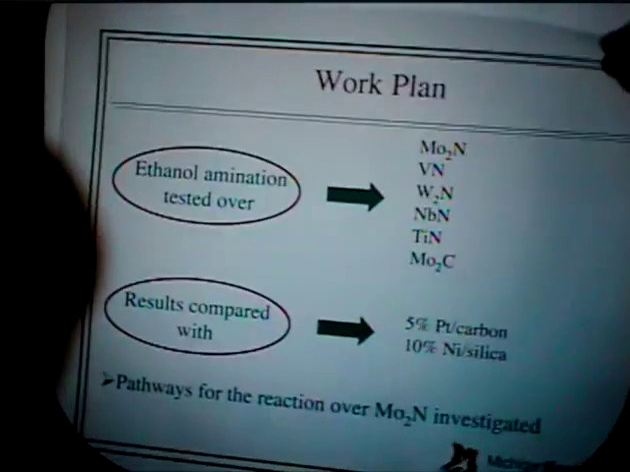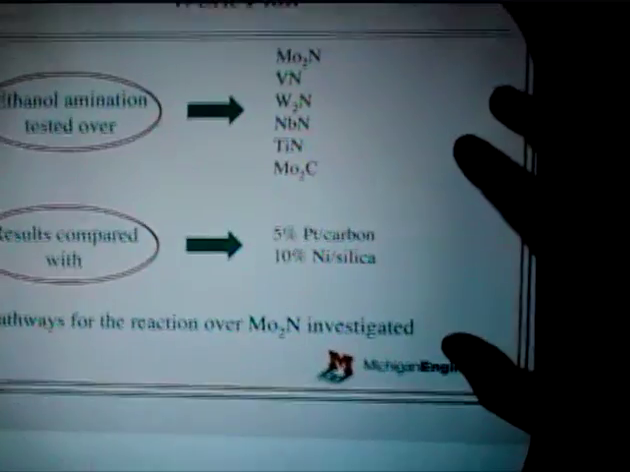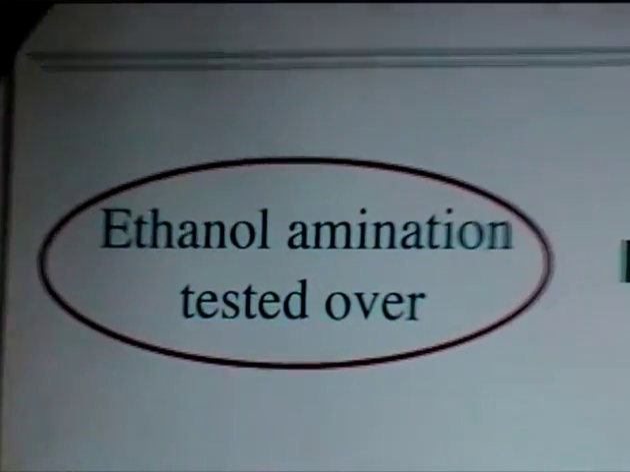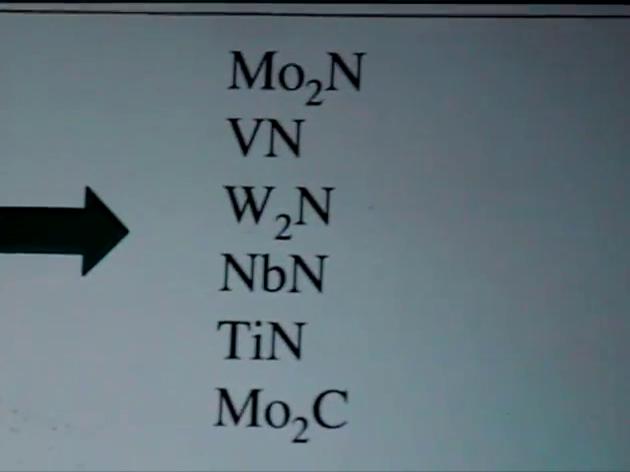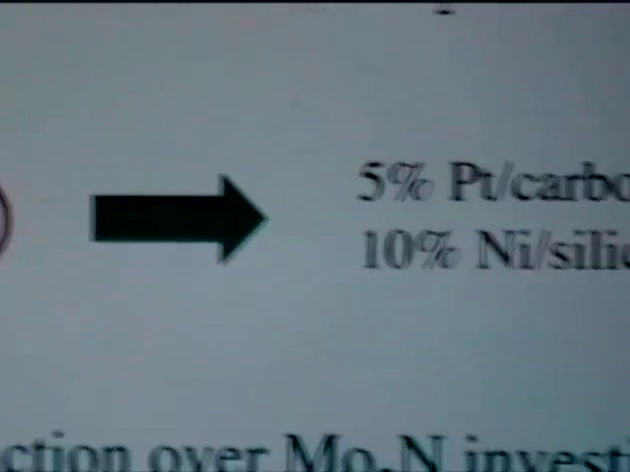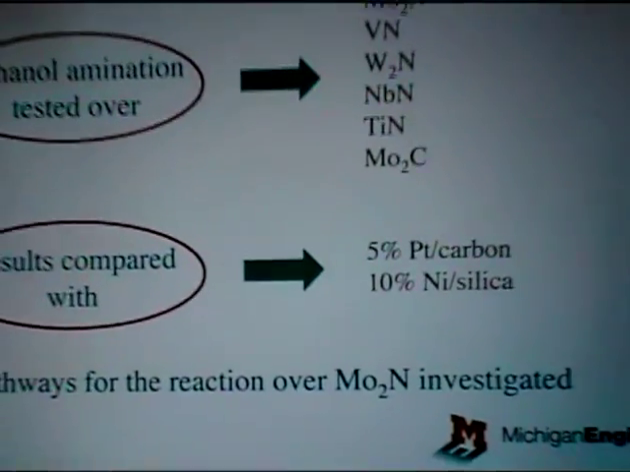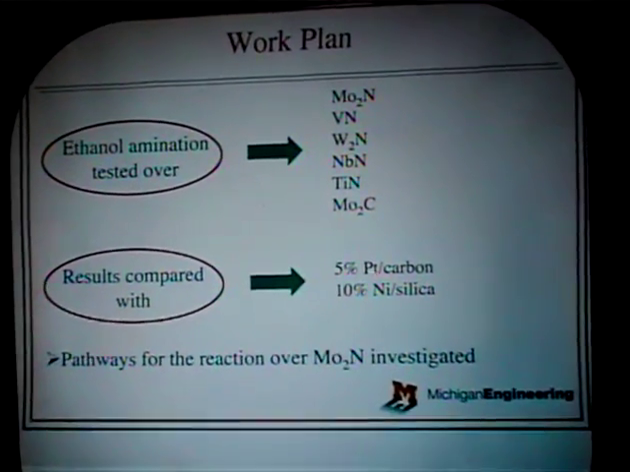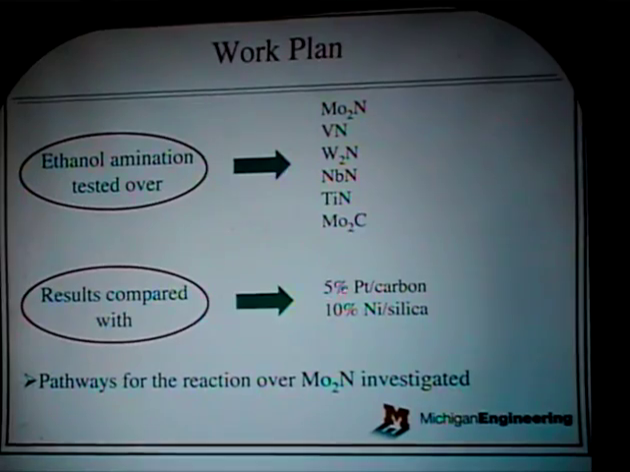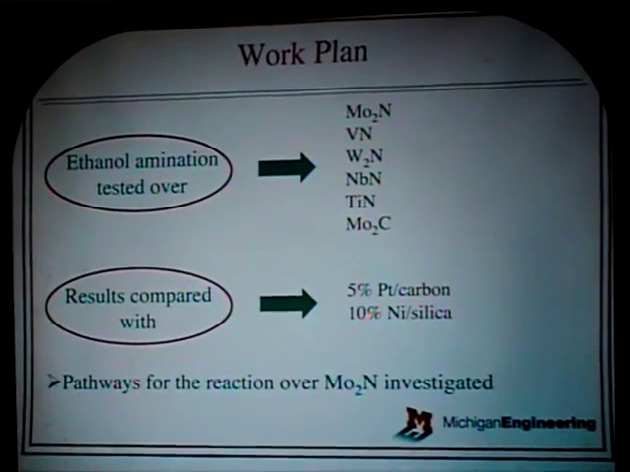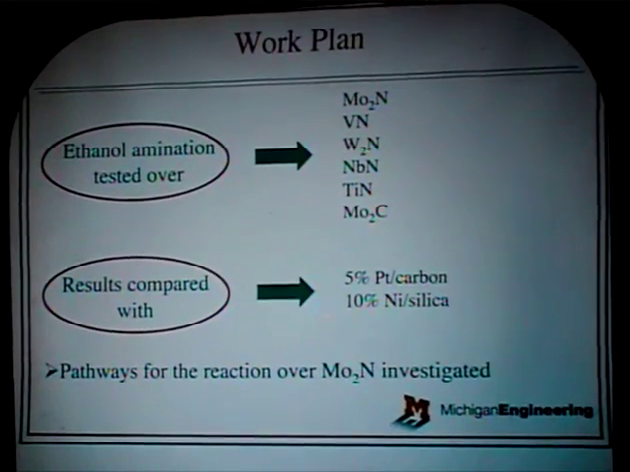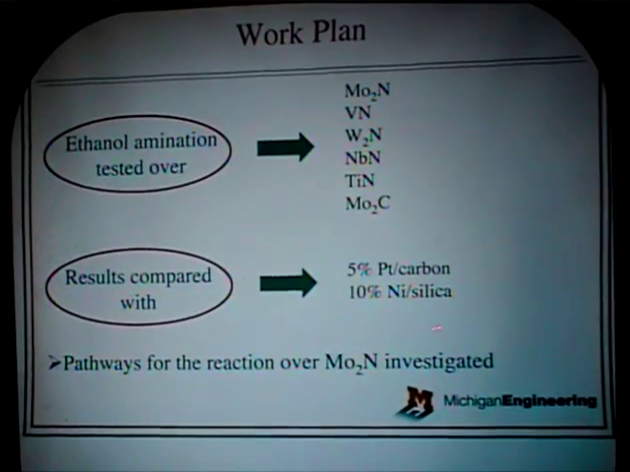Now, based on this background, we have decided to carry out our work in three folds, to see the catalytic activities of a couple of nitrides and carbides for the ethanol amination reaction. The materials we have selected are molybdenum nitride, vanadium nitride, tungsten nitride, niobium nitride, titanium nitride, and molybdenum carbide. Then we compare the results with some supported metal catalysts. We have used two catalysts, 5% platinum on carbon and 10% nickel on silica. This material is quite similar to the benchmark commercial catalyst, 10% nickel on silica.